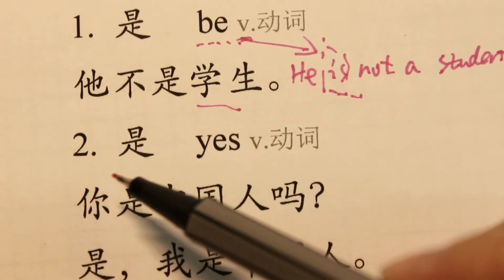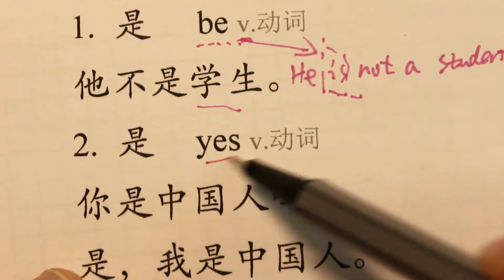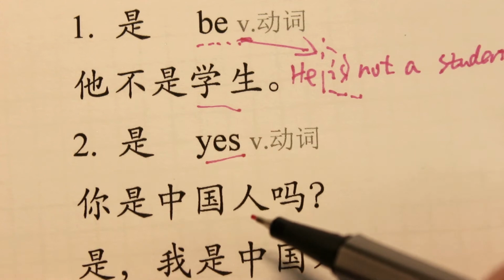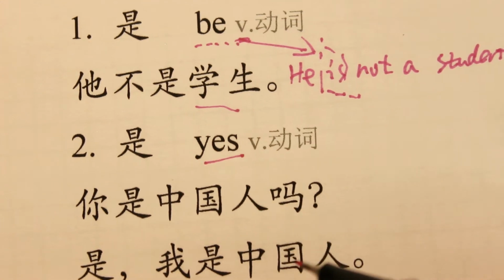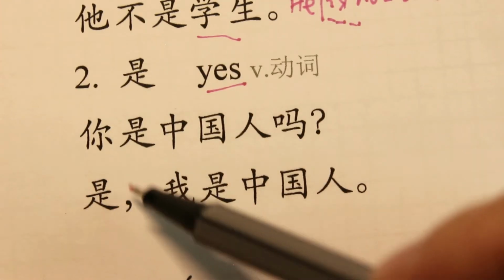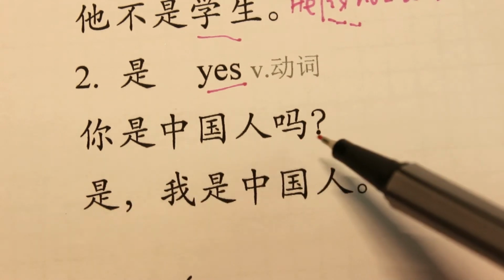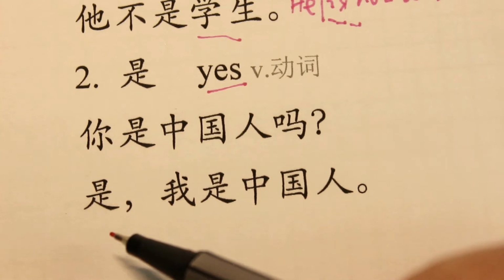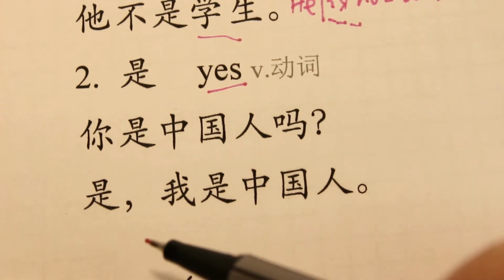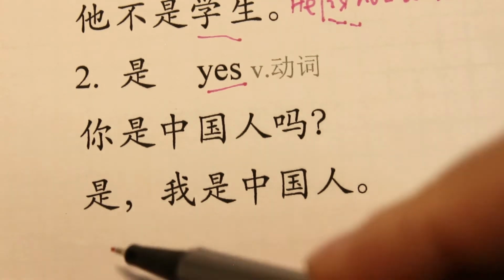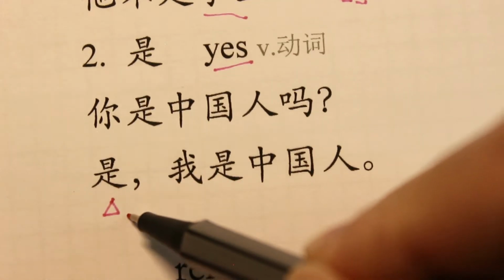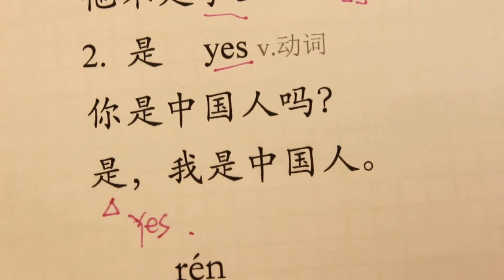And the next meaning is yes. When you answer something, you will say 是 in Chinese. Okay, let's look at this. 你是中国人吗? Are you a Chinese? 是，我是中国人. Yes, I'm Chinese. So here, this 是 means yes.